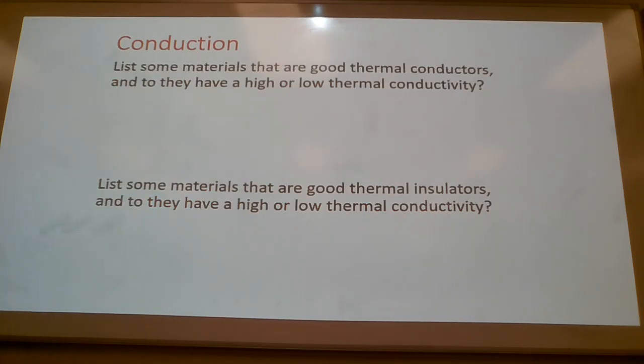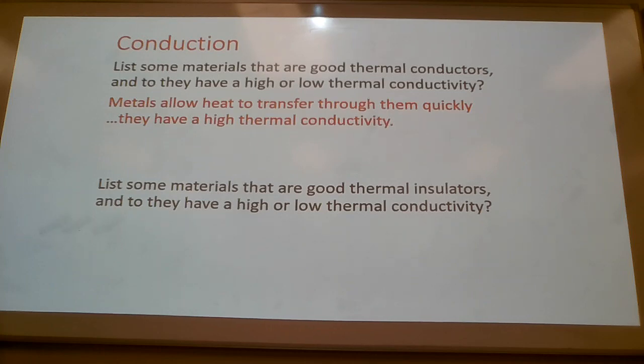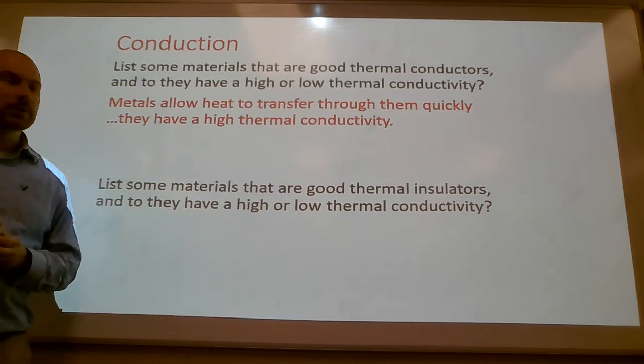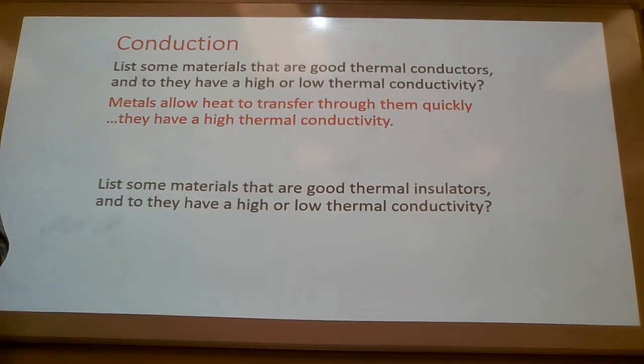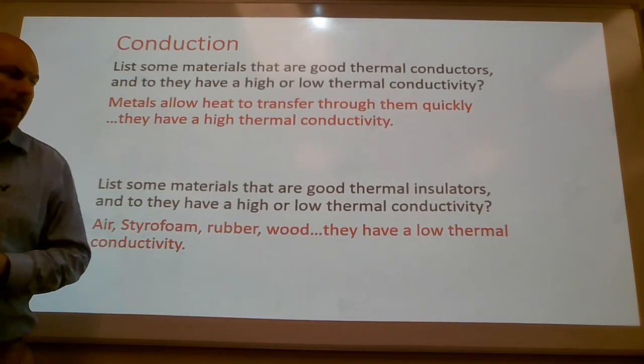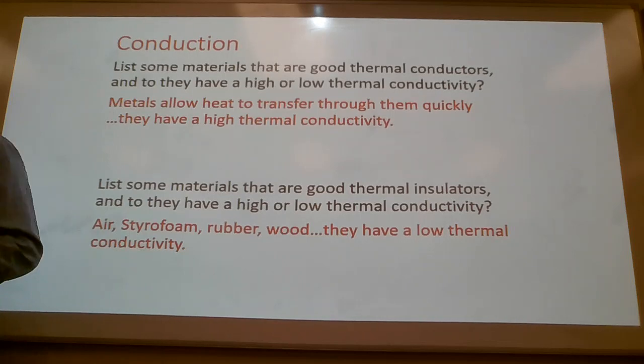Okay. So list some materials that are good thermal conductors, and do they have a high or low thermal conductivity? So metals allow heat to transfer through them quickly. They have a high thermal conductivity, so good conductors. Some materials that are good insulators are air, styrofoam, rubber, wood. They have a low thermal conductivity.